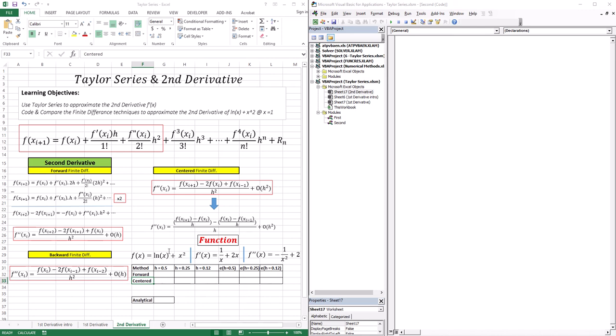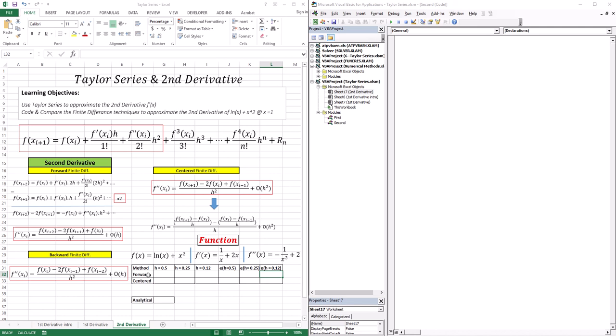We're going to apply the same function, ln of x plus x squared, and I'm going to try to approximate the second derivative at x equal to 1. So this is the point where I'm going to use these approximations. I'm also going to do it at different step sizes, much like we did with the first derivative, and I'm going to assess the error for each one of them.